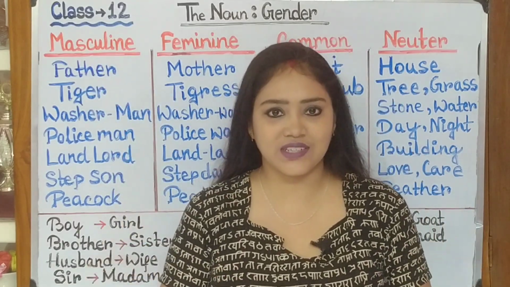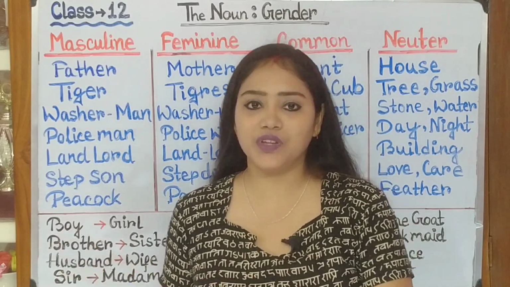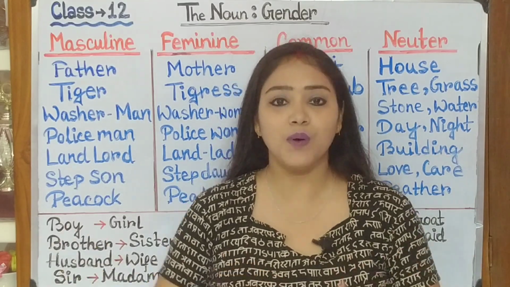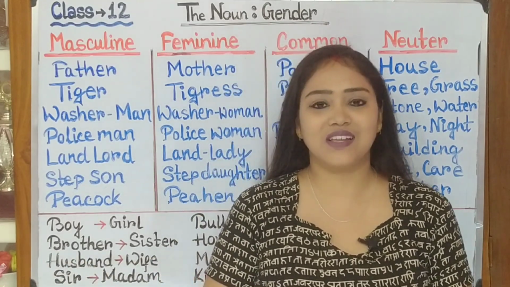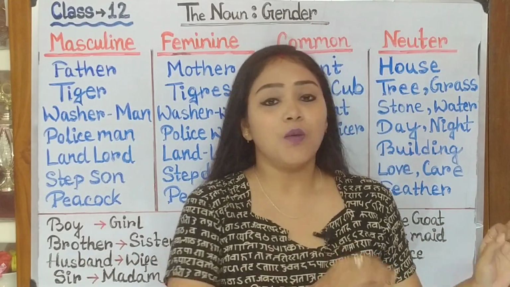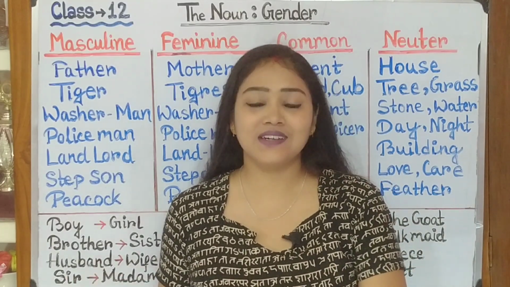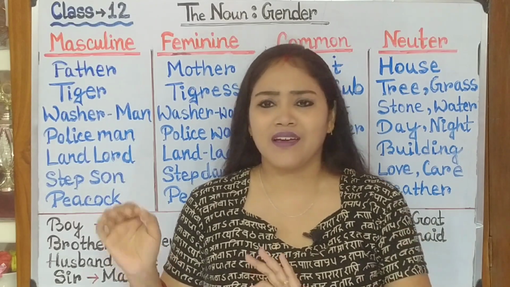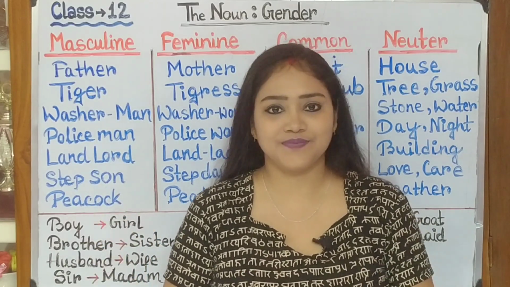What is a masculine gender? Nouns that refer to the male community, maybe animal, bird or any other species, are said to be of masculine gender. For example, boy, man, lion, brother, father, tiger, all these are of masculine gender.